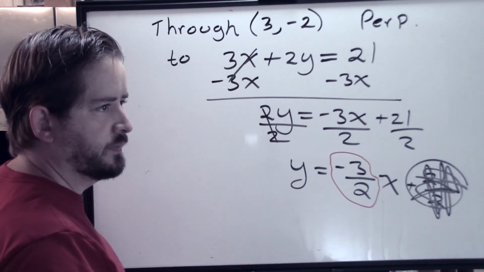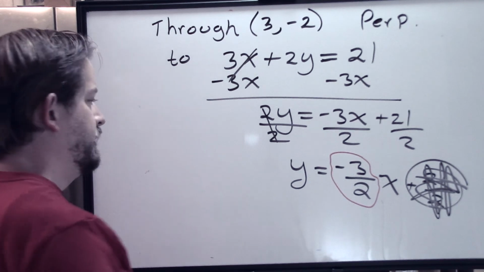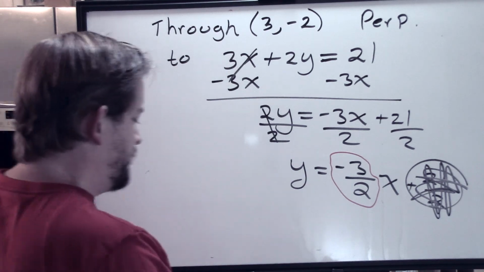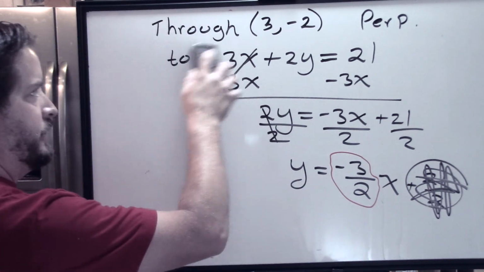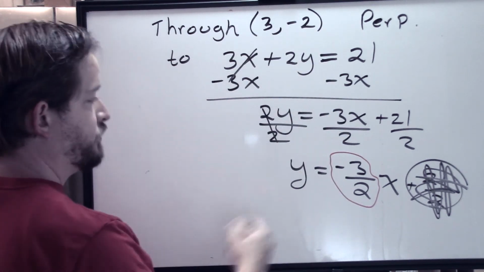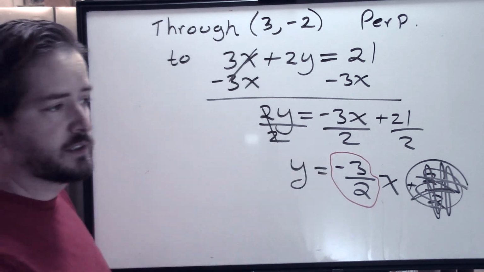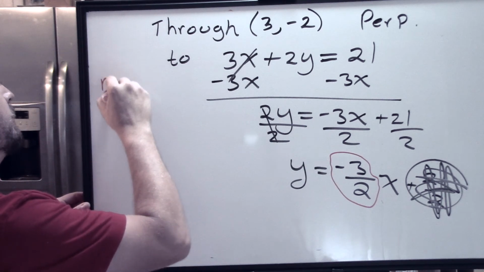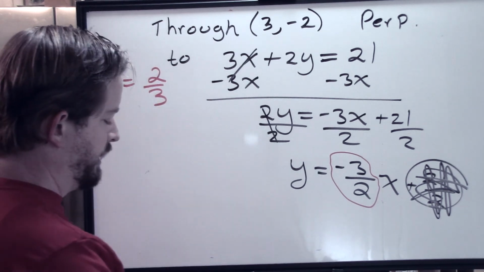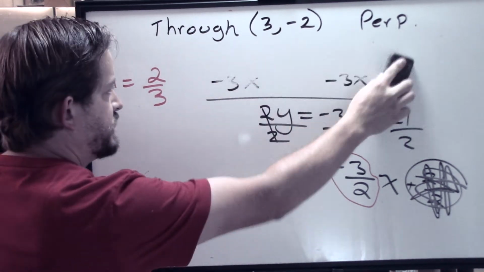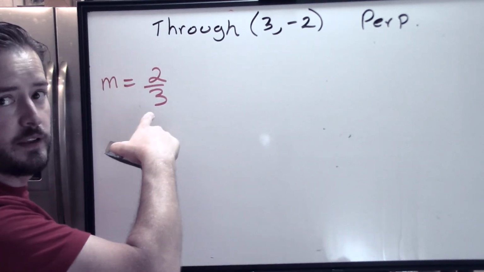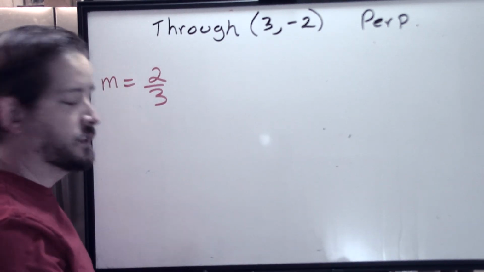Okay? And that's it for this line, right? Once I've got that, I can simplify this entire question. I still wanted to go through 3, negative 2, but to be perpendicular to all of this, that means the slope I want for my line is the negative reciprocal of this. So my slope, m, for this line that I'm creating is 2 over 3. The rest of this information is now irrelevant. I've used it all just to get that. That's all I want from it.